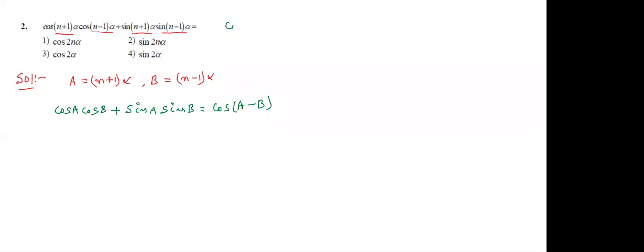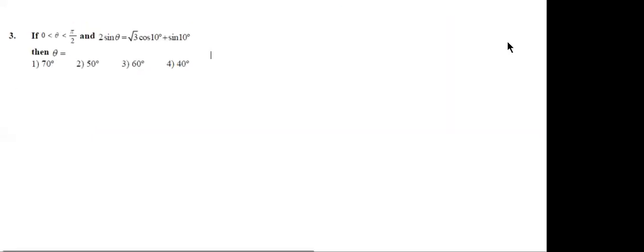Use this formula: cos of A, which is n plus 1 into alpha, that is n alpha plus alpha, minus n minus 1 into alpha. Here you will get minus n alpha plus alpha. In this case, n alpha minus n alpha cancel. What remains, students? Alpha plus alpha, that is 2 alpha. So the final answer is cos 2 alpha. The third option is correct.